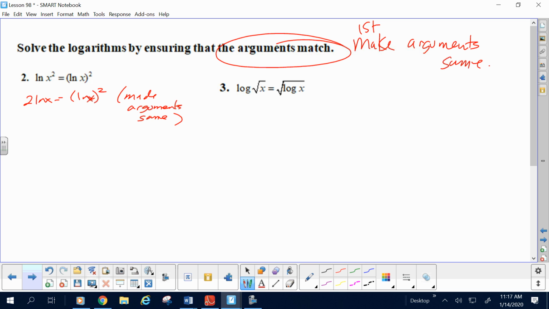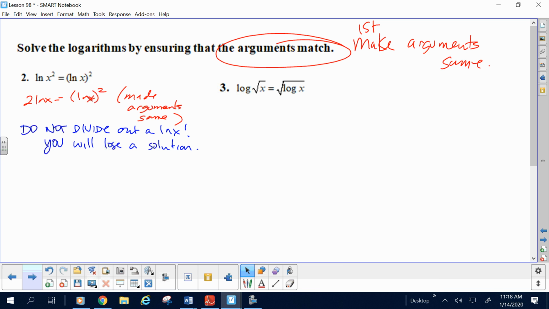All right. Next, fight the temptation. Do not divide out a log. You will lose a solution. That is the temptation for students. They say, oh, now I can divide a log out. And I totally understand it makes your life easier, but you lose a solution that way.